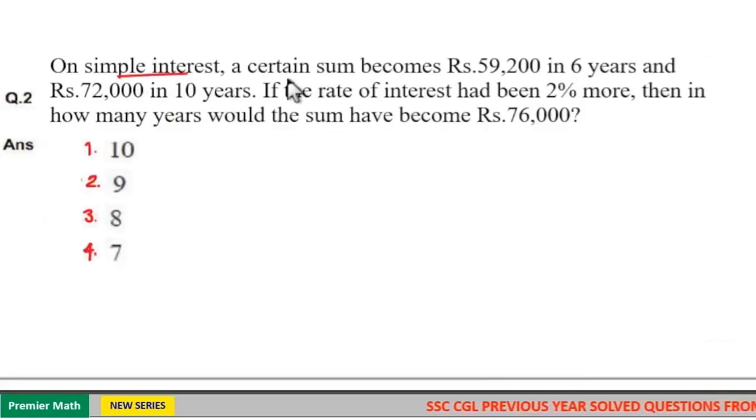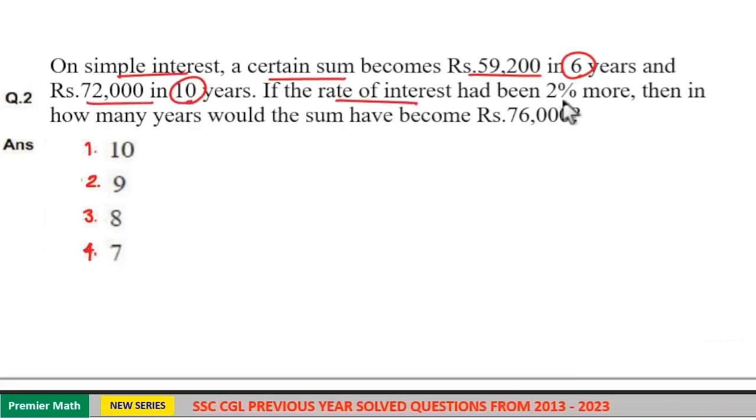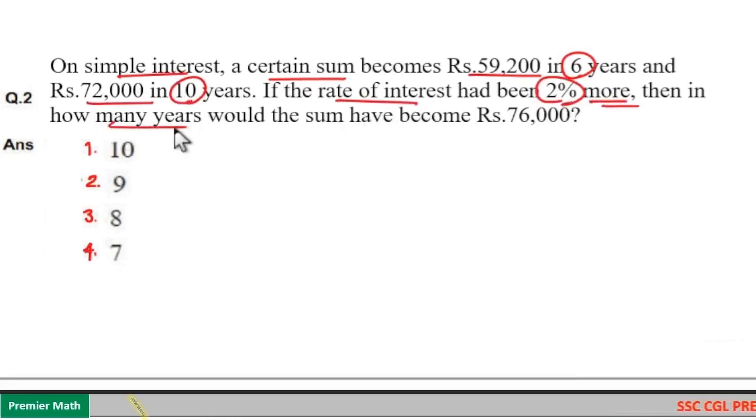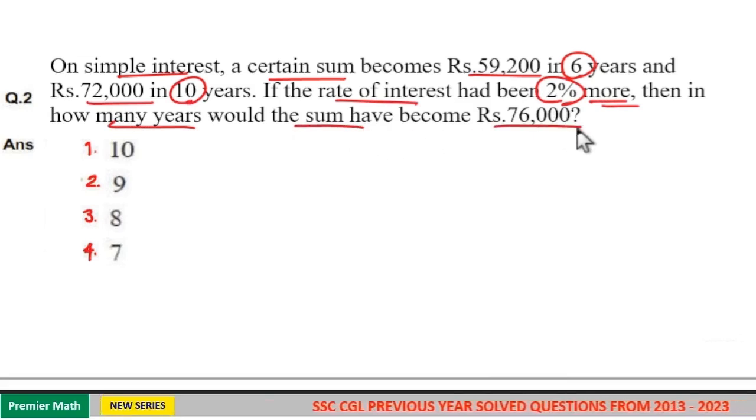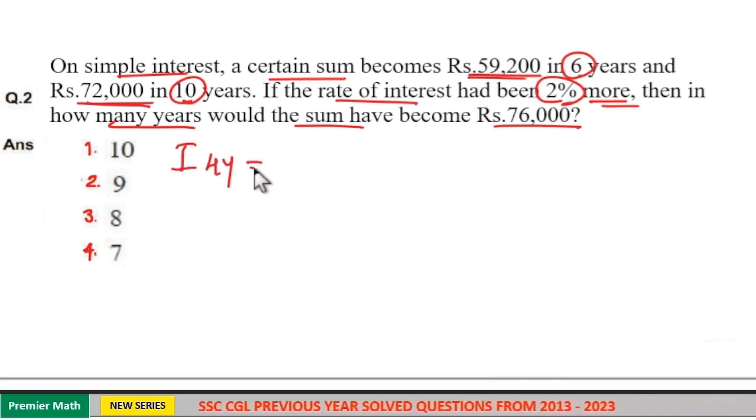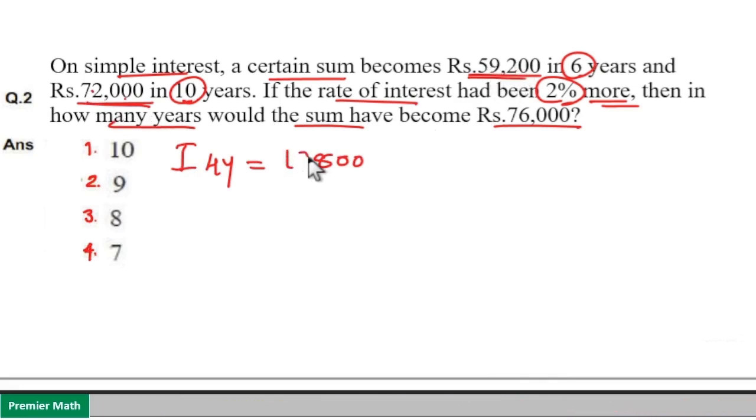On simple interest, a certain sum becomes 59,200 in 6 years and 72,000 in 10 years. If the rate of interest had been 2% more, then in how many years would the sum have become 76,000? Here, the difference between 10 years and 6 years is 4 years. If you take the difference between the 10 years sum and 6 years sum, you will get the interest received in 4 years, which is 12,800.